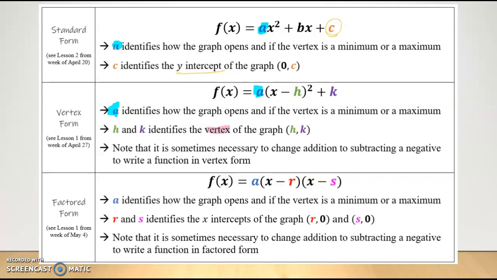And factored form, again, my A value will tell me if my graph opens up or down, if I have a minimum or a maximum. But it will also tell me the x-intercepts of the graph. So using all three of these forms, we can get a pretty good idea of what my graph will look like.